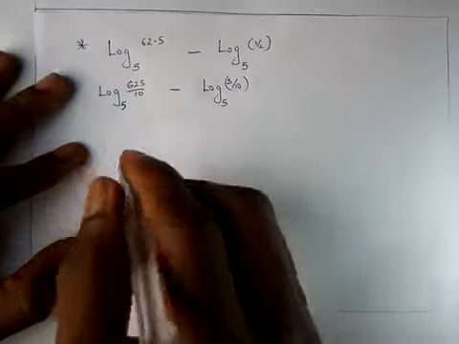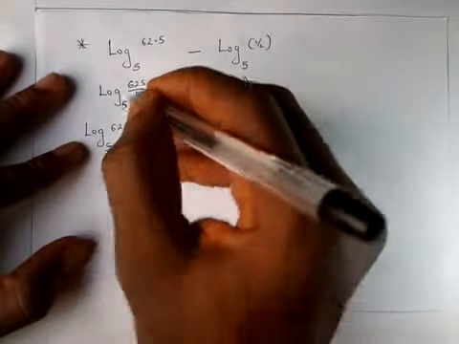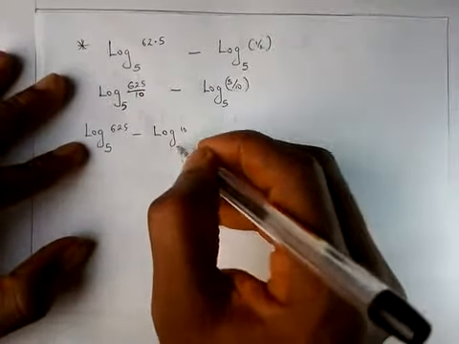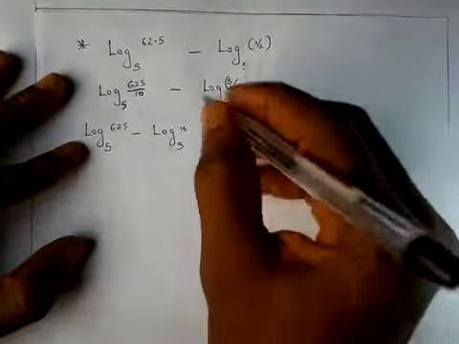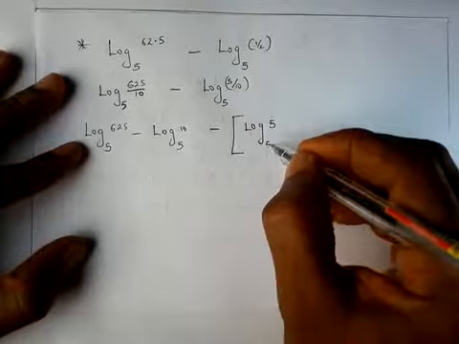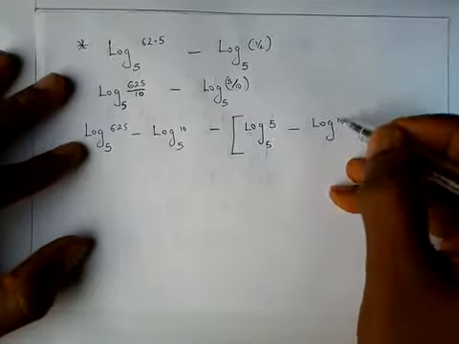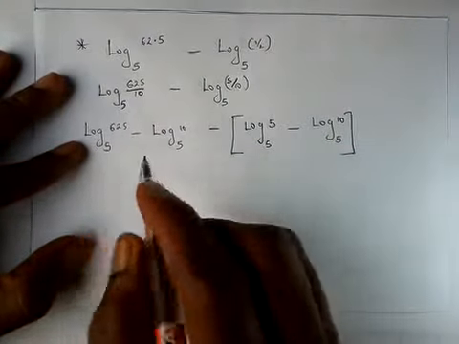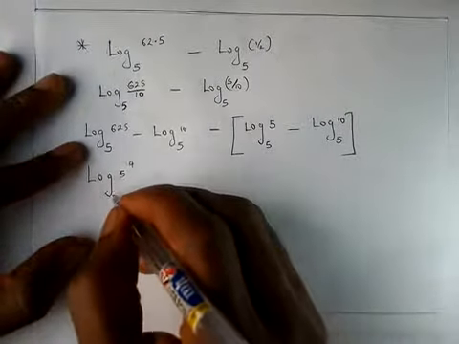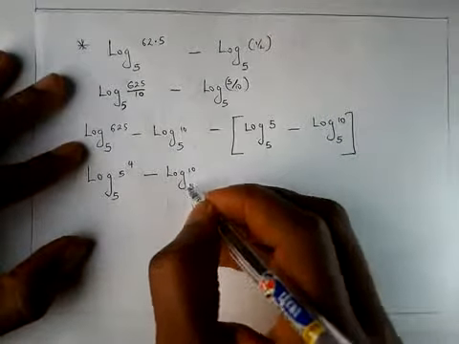Okay, so looking critically, this is the same thing as log 625 to base 5. Now this is divide, so it means it's minus log 10 to base 5 minus, this minus is for everything here, so log 5 to base 5. Now this divide means what? Minus log 10 to base 5, breaking it down. Okay, now log 625 is 5 raised to power 4. 625 is 5 raised to power 4 minus log 10 to base 5.